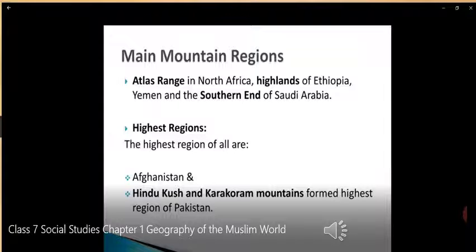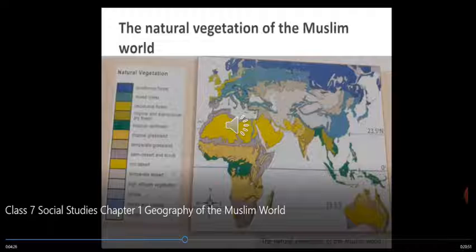Okay. Well students, here you can see the natural vegetation map of the Muslim world. What is natural vegetation? Vegetation means the plants that grow naturally. They can be herbs, shrubs, small plants having sparse vegetation, or heavy natural vegetation, but they add to the beauty of nature and the beauty of the land.